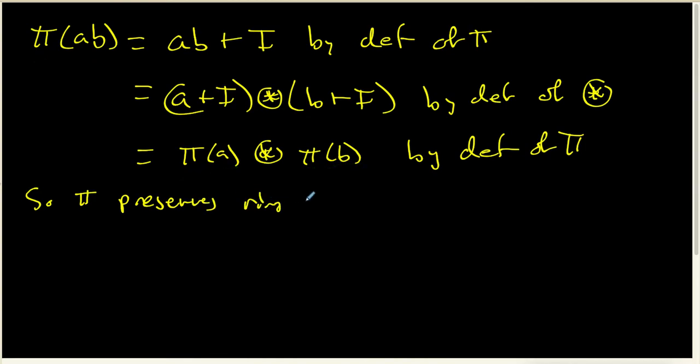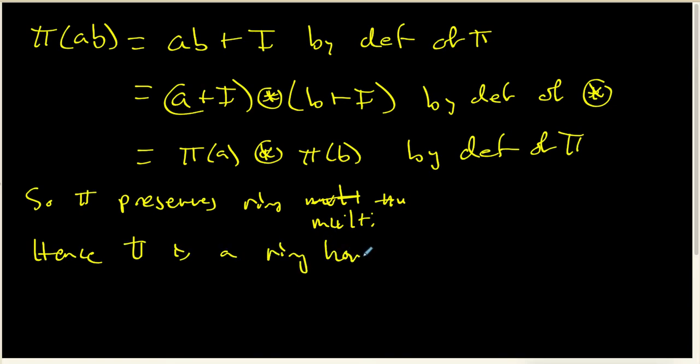ring multiplication, and hence pi is a ring homomorphism. Well, that then brings up the question, what is the kernel of pi? So let's look at that question.